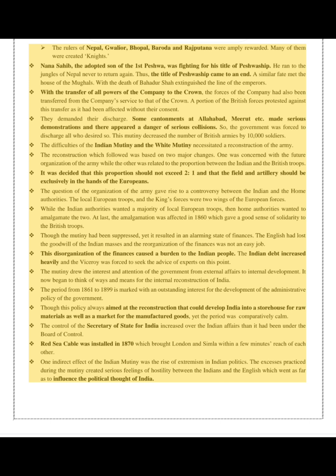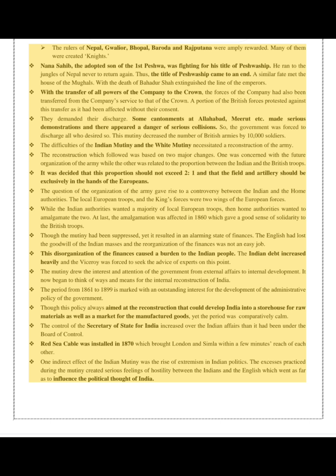The difficulties of the Indian Mutiny and the White Mutiny necessitated a reconstruction of the army. The reconstruction which followed was based on two major changes. One was concerned with the future organization of the army while the other was related to the proportion between the Indian and the British troops. It was decided that this proportion should not exceed 2:1 and that the field and artillery should be exclusively in the hands of the Europeans.